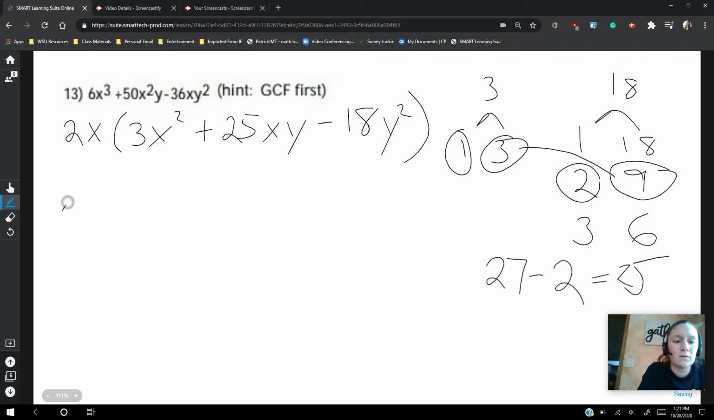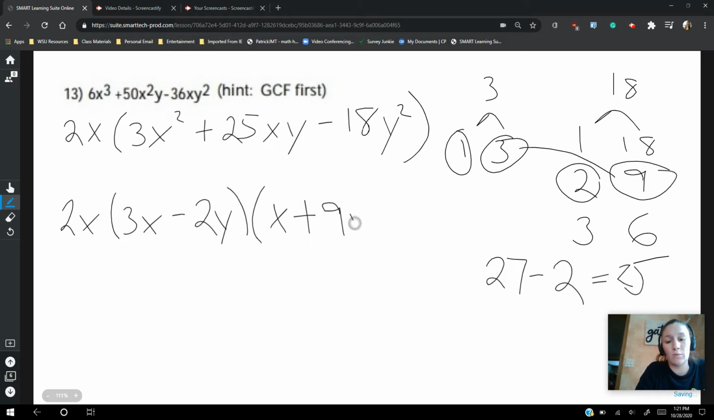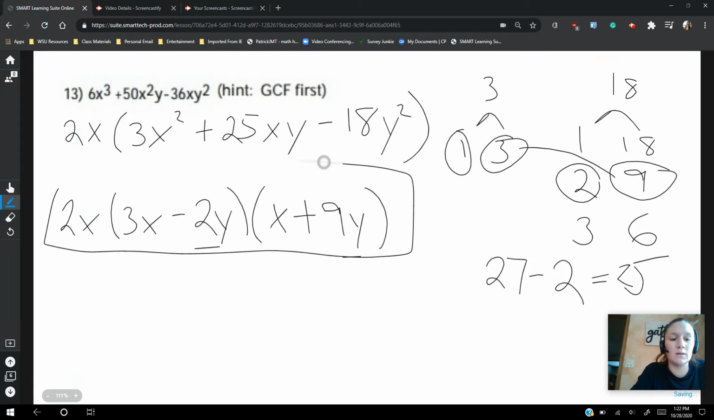So what does this look like? We have the 2x times the 3x minus 2y, because we still have the y squared up there on the last factor, times the x plus 9y. When we FOIL that back out, 9 times 3 is 27xy, and the negative 2y times x is a negative 2xy, and that gives us a 25xy in the middle. And then the negative 2y and the 9y give us a negative 18y squared at the end. So there we go.